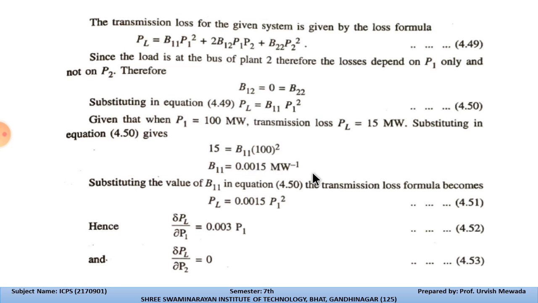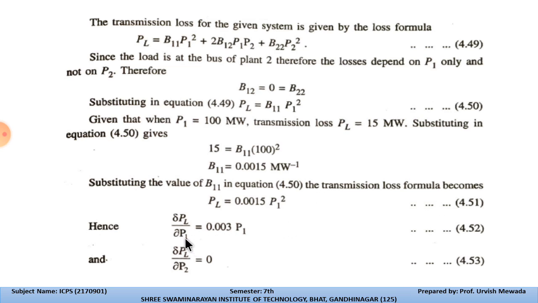0.0015 megawatt inverse. We have already discussed in the theory section why we get this value in megawatt inverse. Now substituting this value of B11 in equation 4.50, PL is equal to 0.0015 P1 square. So now we are taking the differentiation of this term in terms of P1.